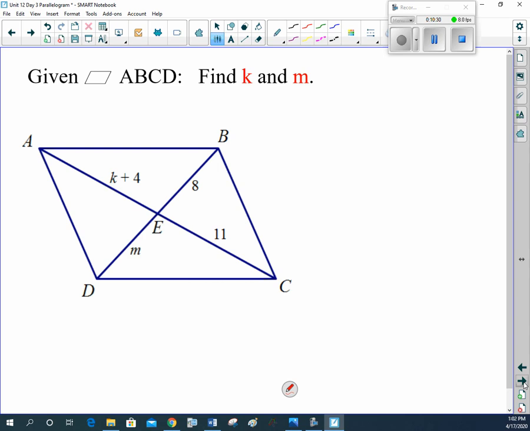Okay, given that you have parallelogram ABCD, find K and M. All right, well, let's see. We know that the diagonals bisect each other in a parallelogram, so M must equal 8. And then K must be 7. 7 plus 4 is 11. Remember, diagonals bisect each other.